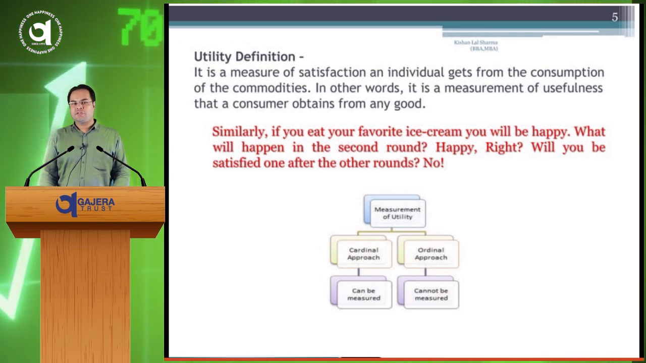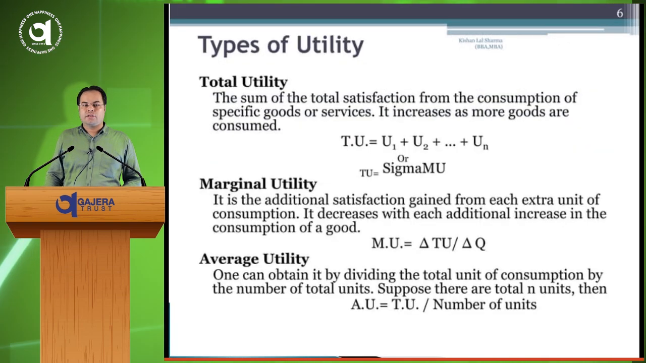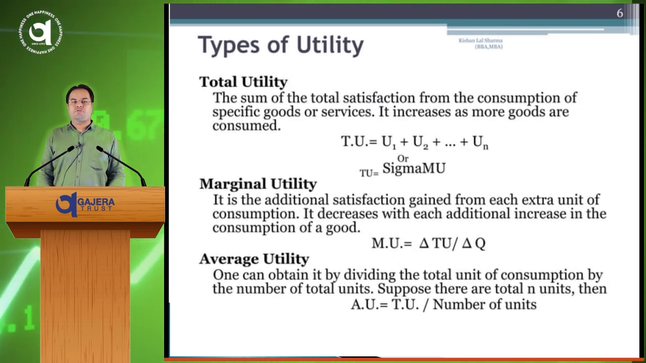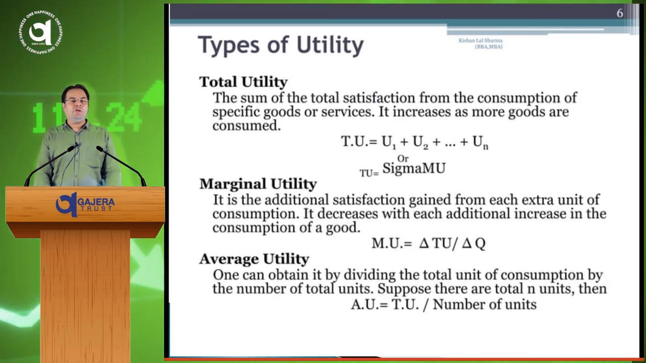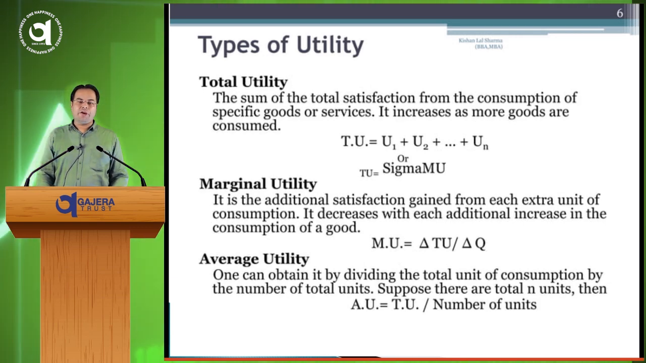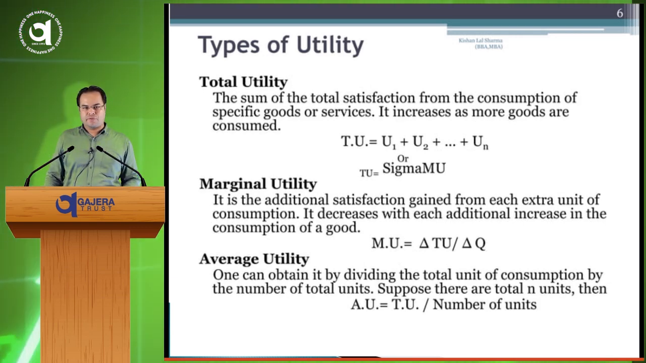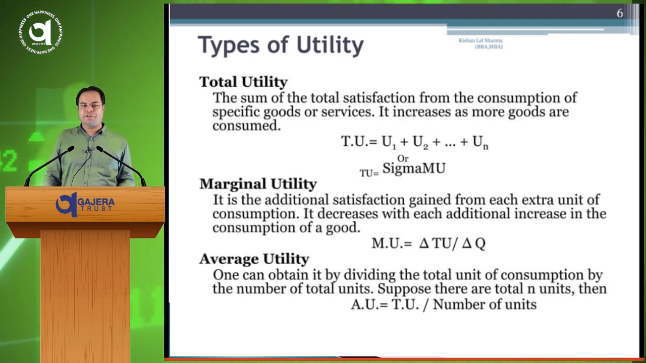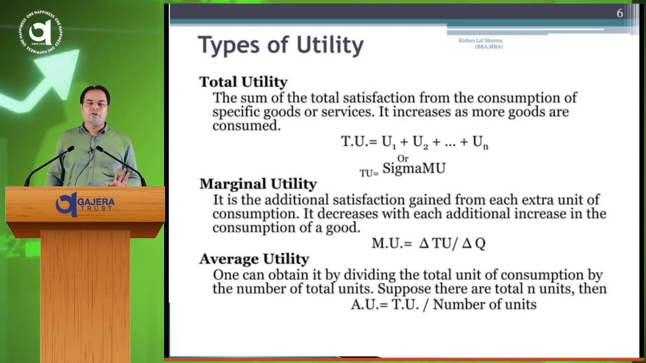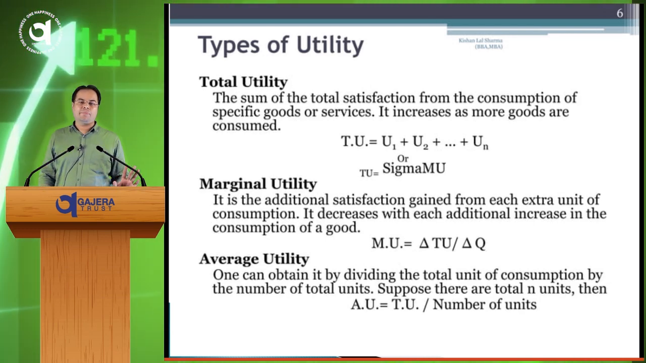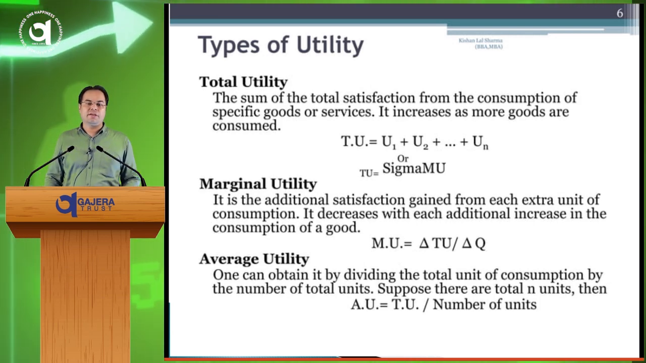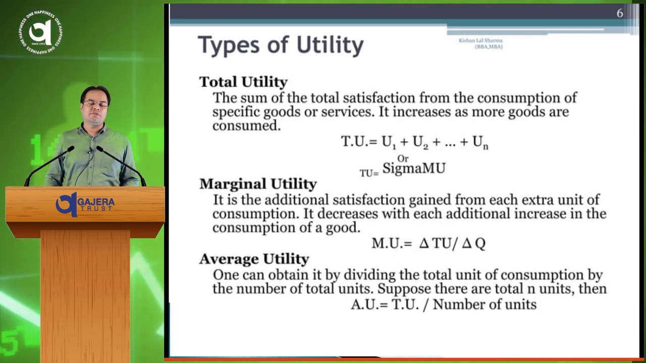Now we will see another concept: types of utility. There are different types of utility of products. First is total utility. What do you mean by total utility? It is the sum total of satisfaction derived from the consumption of a specific good or service. Like in the ice cream example, while eating one scoop, a second scoop, and the third scoop filled my stomach, and now I am content, I am satisfied with that commodity, right? That is my total utility, which increases as more and more goods are consumed by a person.